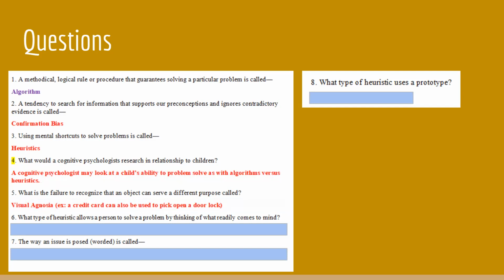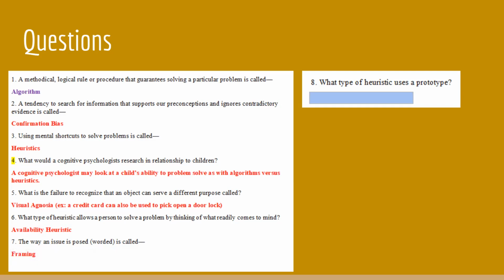What type of heuristic allows a person to solve a problem by thinking readily of what comes to mind? Availability heuristic. Just like, should I ride on this plane? Oh, Joe got in a crash on Tuesday, so no. The way that something is worded, that's called framing.